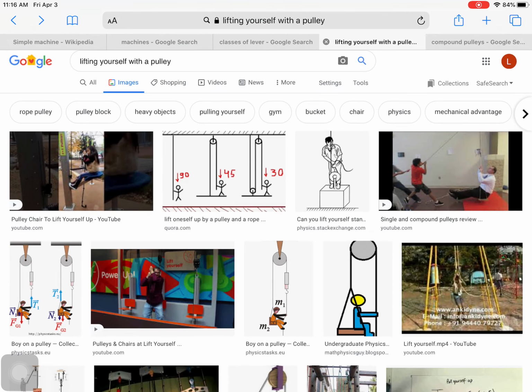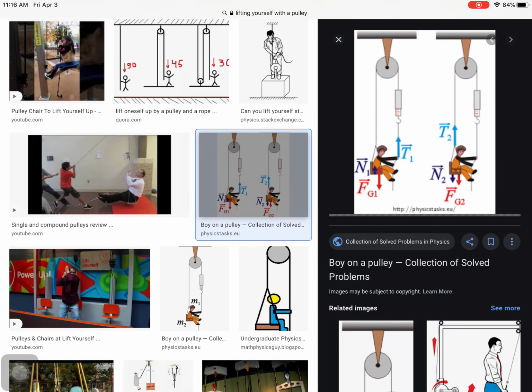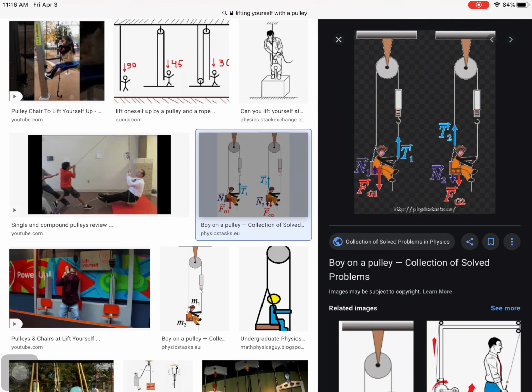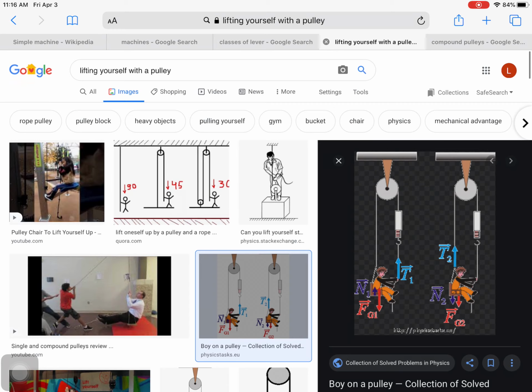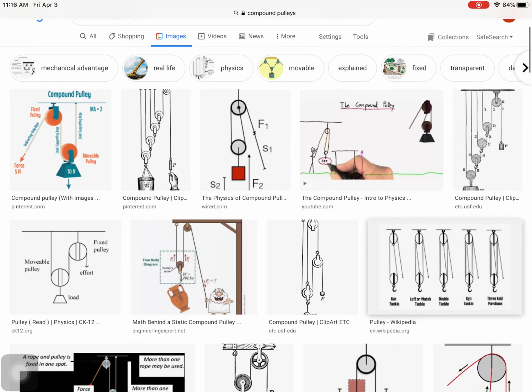You may have seen things like this, lifting yourself with a pulley. Here's the pulley situation we were talking about before. This sort of thing here. You ever see these guys painting on skyscrapers, or washing the windows, these pulley systems, so you can move yourself around. It's pretty neat stuff. And yeah, here are the compound pulleys. Compound pulley problems are fun. You look at something like this.